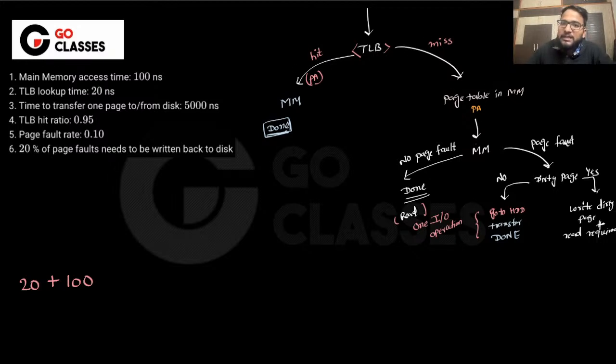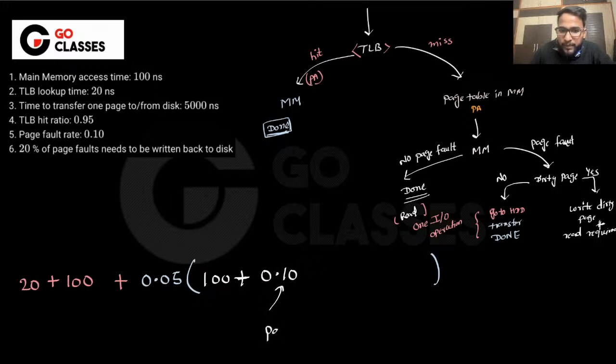Now if it is a miss, then there is something extra. The TLB miss rate is 0.05. If this is a miss, then the something extra begins from here. So anyway, you are going to have the main memory access, which is 100. Plus, if there is no page fault, you are not going to do anything. Plus, if there is a page fault, the page fault rate is 0.10.